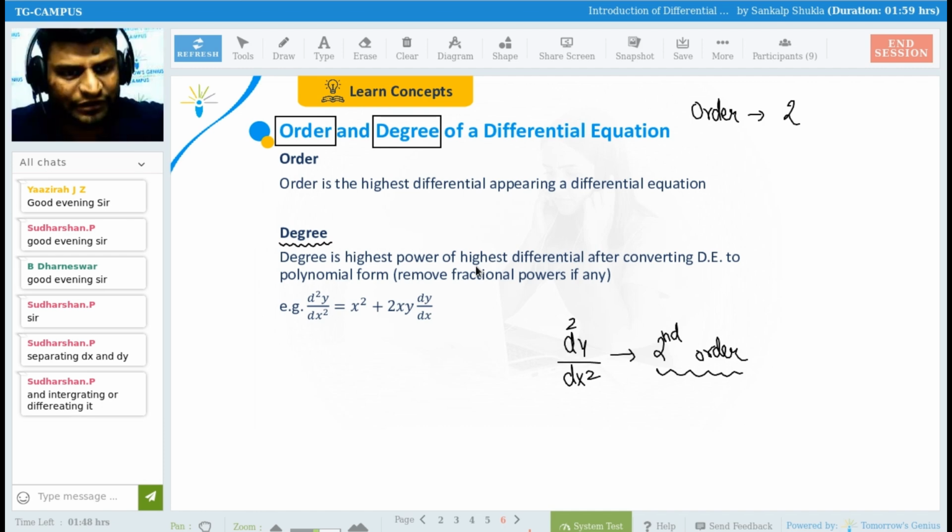Okay, so we're talking about this degree. So degree is the highest power of that differential element. But there is one rule: you cannot tell me the degree before solving it.